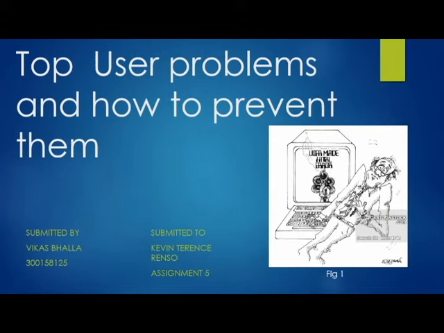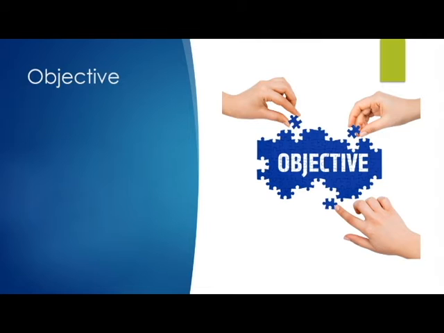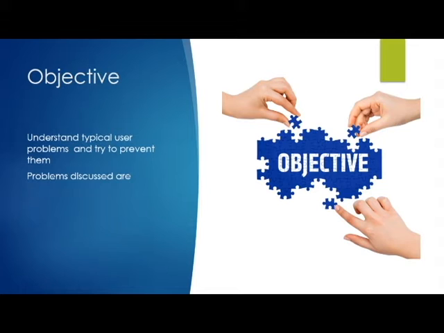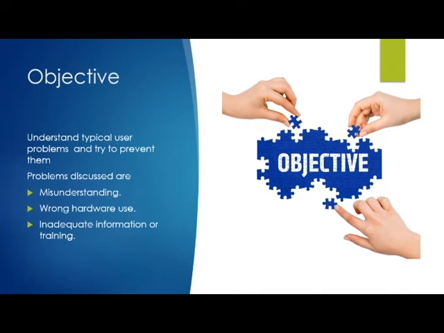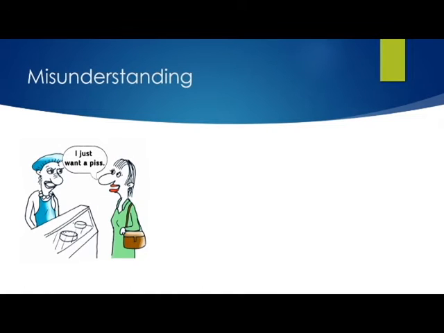My name is Vikas, and in this video I'm going to talk about top user problems and how to prevent them. So let's get started. The objective of my video is very simple: to understand the typical user problems and try to prevent those problems. Problems discussed here are misunderstanding, wrong hardware use, inadequate information or training, and forgotten information like access codes, passwords, etc.